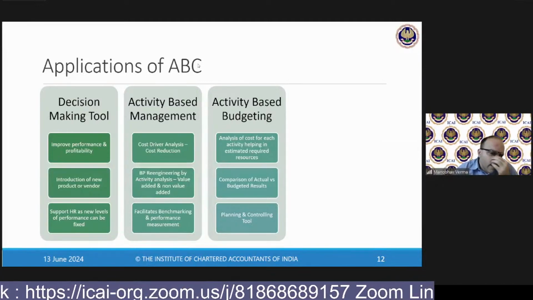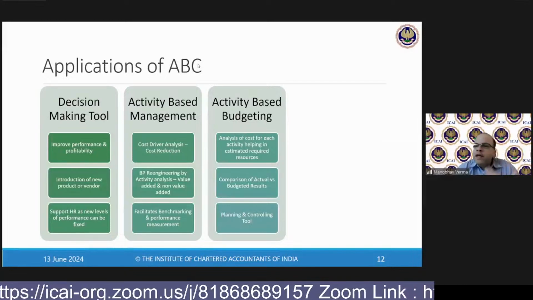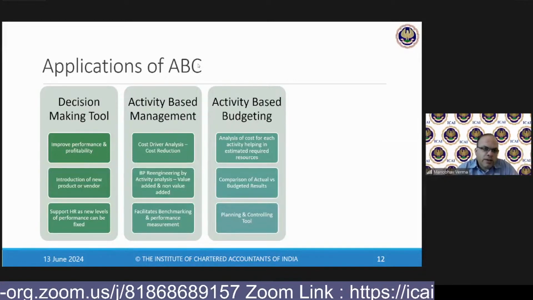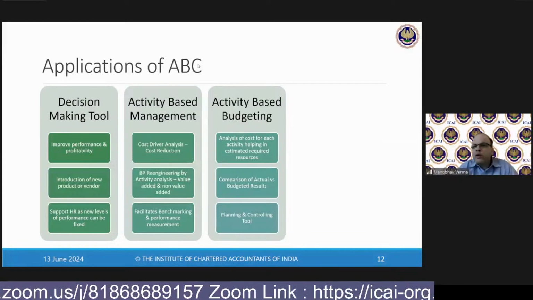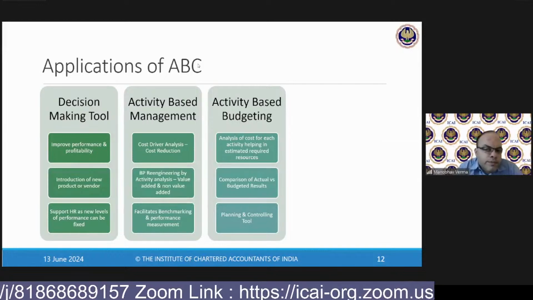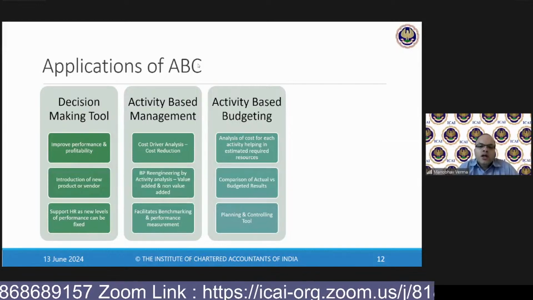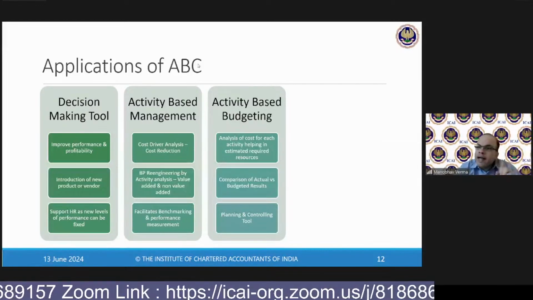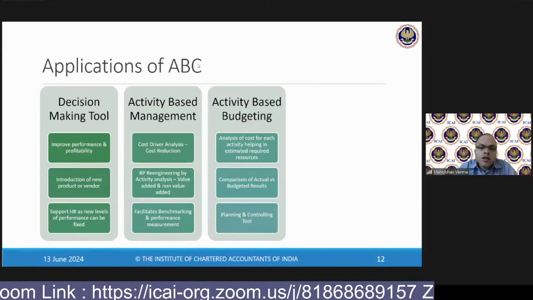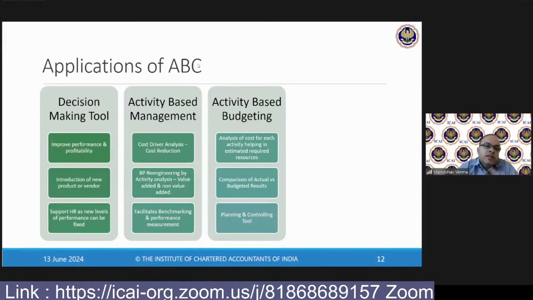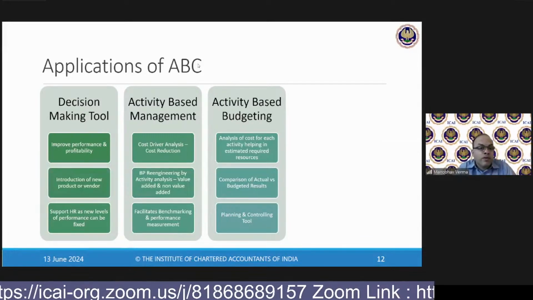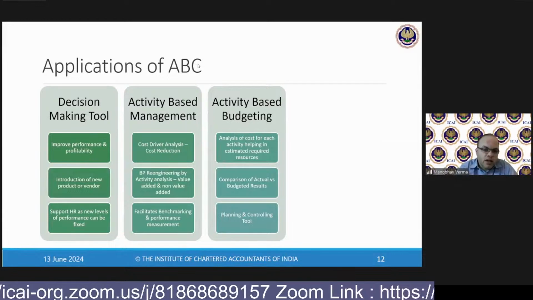Another factor is, if we have to introduce a new product line, or change a vendor, can ABC help us? Why not? ABC can definitely help us, because there is a significant advantage in correlating the cost to the activities consumed by the various products, and that is where the decision can be facilitated. So I think the first two points are purely interrelated in terms of decision making.